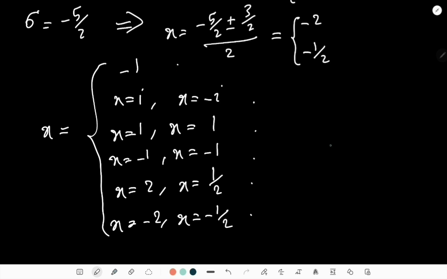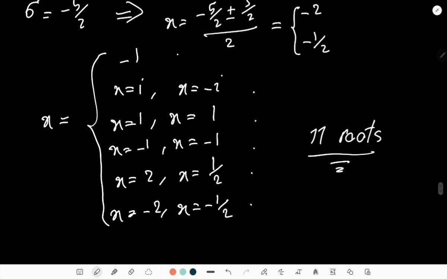So I have 11 roots for that equation of order 11, which is correct according to the fundamental theorem of algebra, which was basically the thesis of Carl Friedrich Gauss, the famous German mathematician, that every equation of order n has precisely n roots. So here I found 11 roots, and that was it, guys.